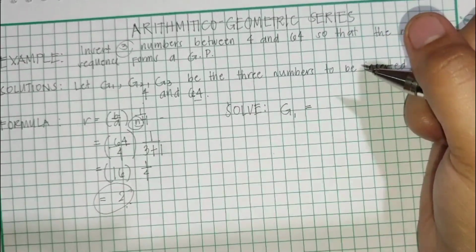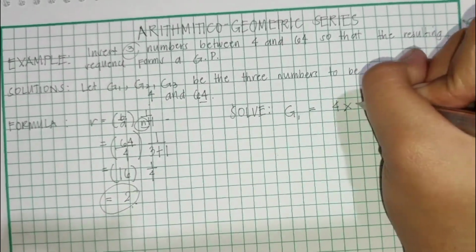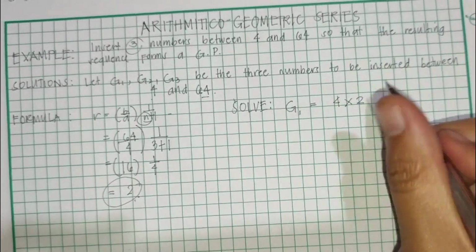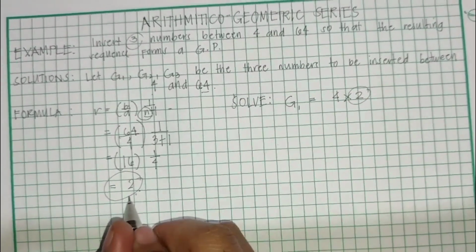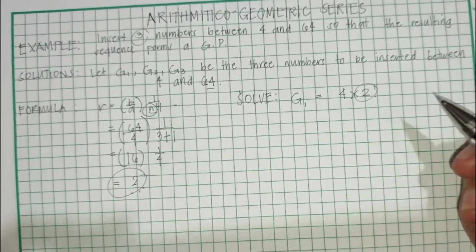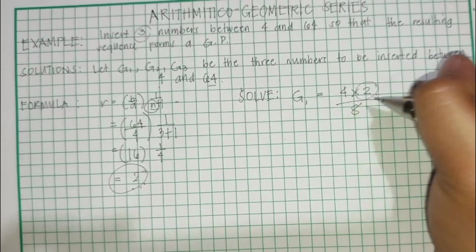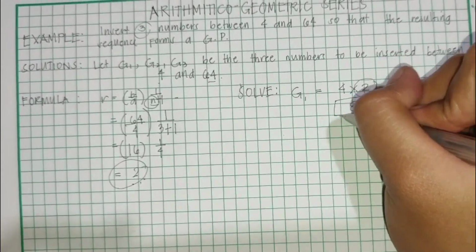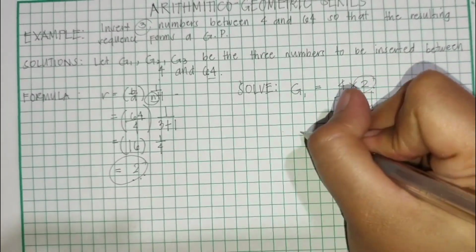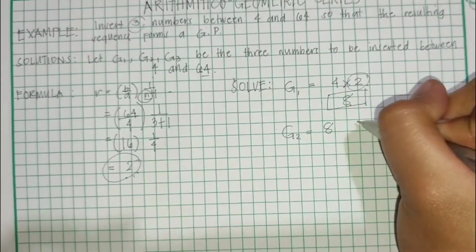So, G1 is equal to 4 times 2. Remember our 2. This will serve as our multiplicand in order to get the product, the answer for G1. So 4 times 2 is equal to 8. And now, let's start to solve for our G2.